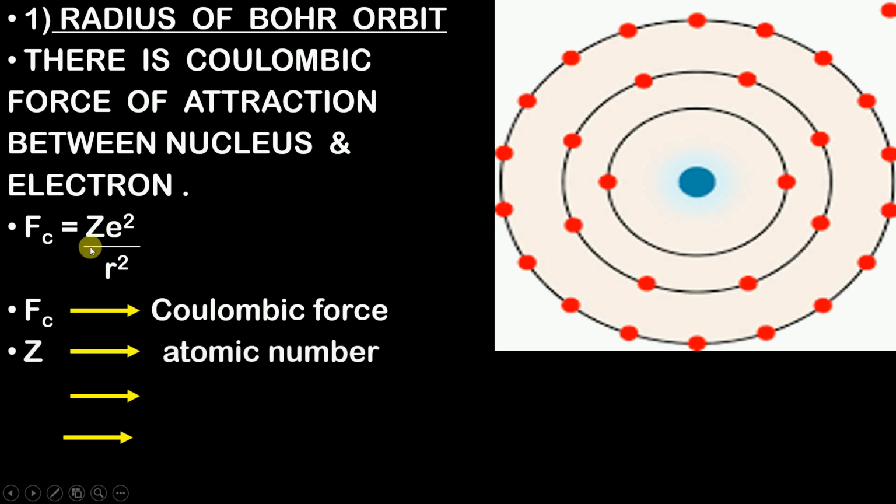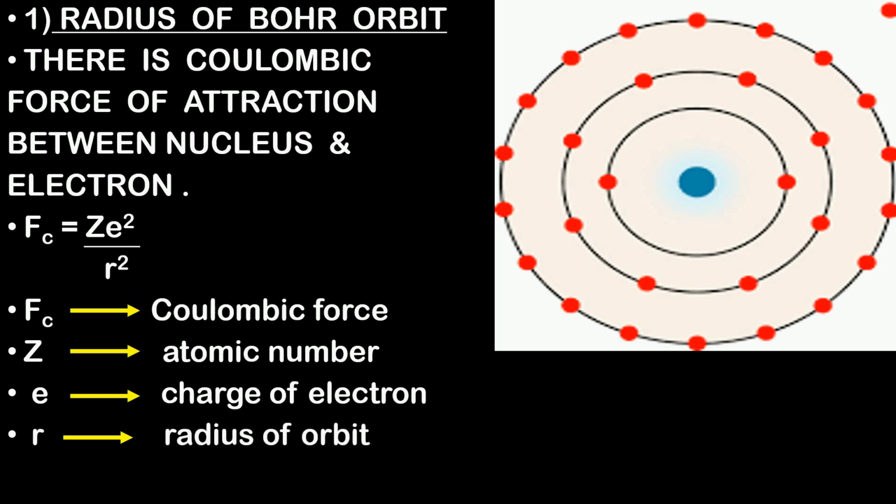This Z is nothing but the atomic number. Now, what is the meaning of this? Suppose you are considering a hydrogen atom, then you have to substitute the value of Z as 1 because the atomic number of hydrogen is 1. Suppose you are taking a carbon atom, you have to substitute the value of Z as 6 over here. Why? Because the atomic number of carbon is 6. And this e is the charge of electron. As we all know, the charge of an electron is 1.6 into 10 raised to minus 13 coulombs. And this r is the radius of orbit.